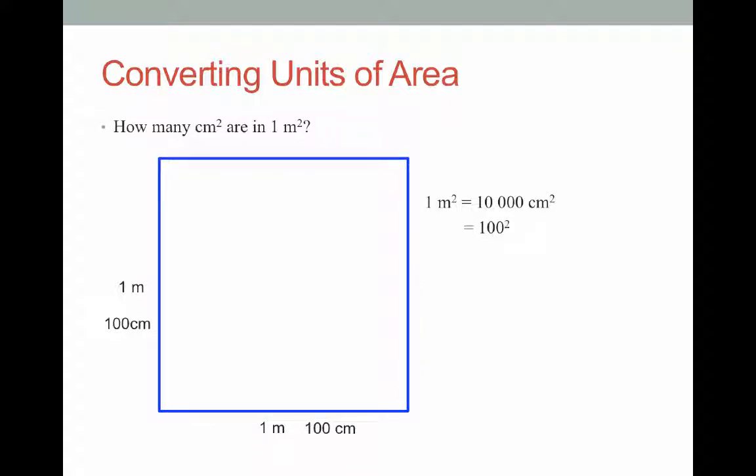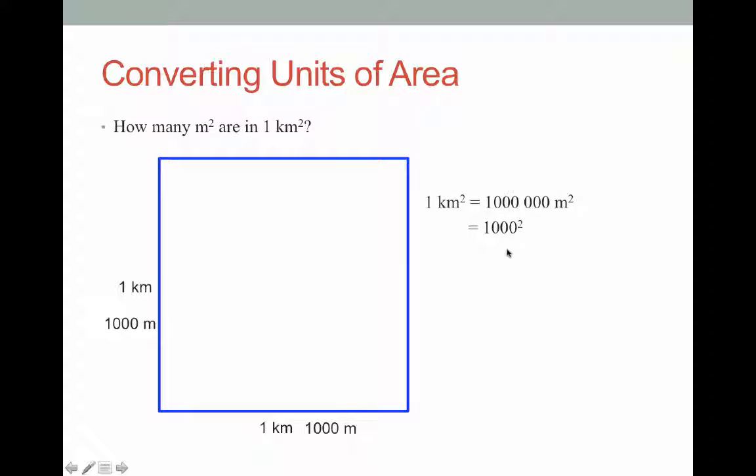This is very similar for a meter square. This meter square is 1 meter by 1 meter. That's 100 centimeters by 100 centimeters. That is 10,000 centimeter squares. Another way of looking at that is by saying it's 100 by 100, or 100 squared.